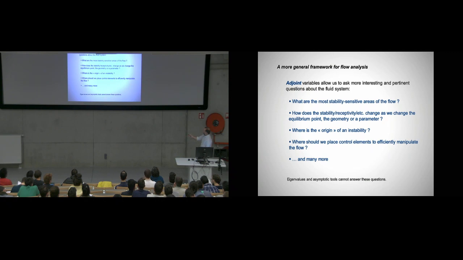And also, of course, where should we place control elements to efficiently manipulate the flow, and many, many, many more. Okay? So this is the added value that we get. We can do a much, much more complex stability analysis or flow analysis. And eigenvalues and asymptotic tools that we had based on Lyapunov just cannot do that.